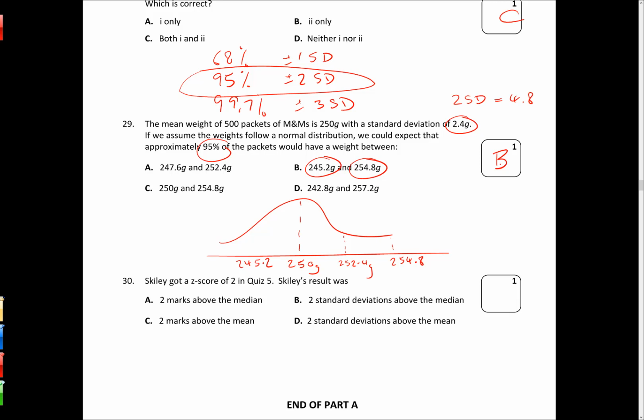I said before we had a Z score of 2.5, and that literally meant I could jump 2.5 standard deviations above the mean. So a Z score of 2 is not 2 marks, it doesn't talk about marks, it's 2 standard deviations, not above the median, no. 2 standard deviations above the mean. That's the definition of a Z score.